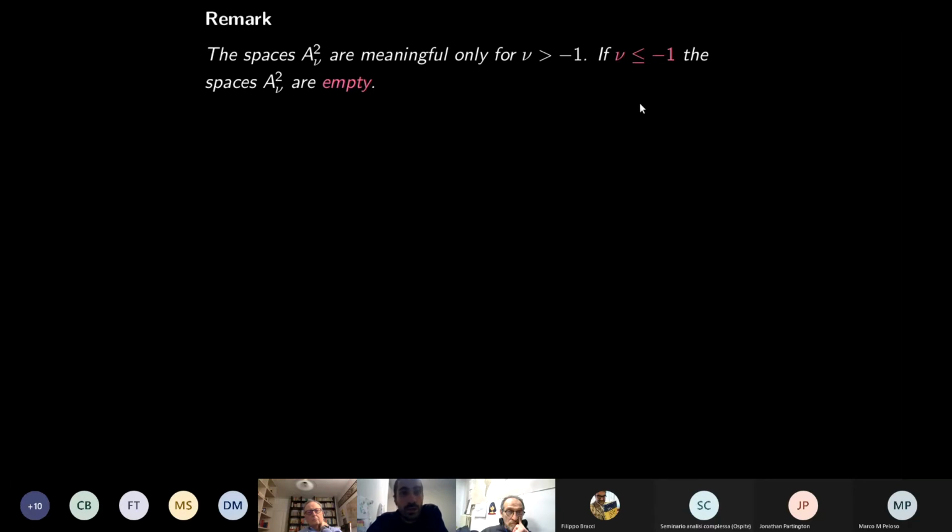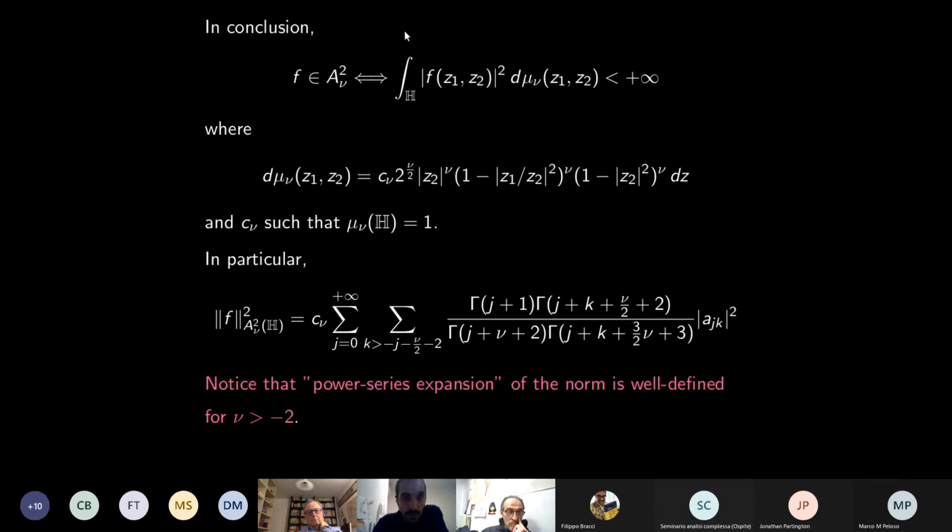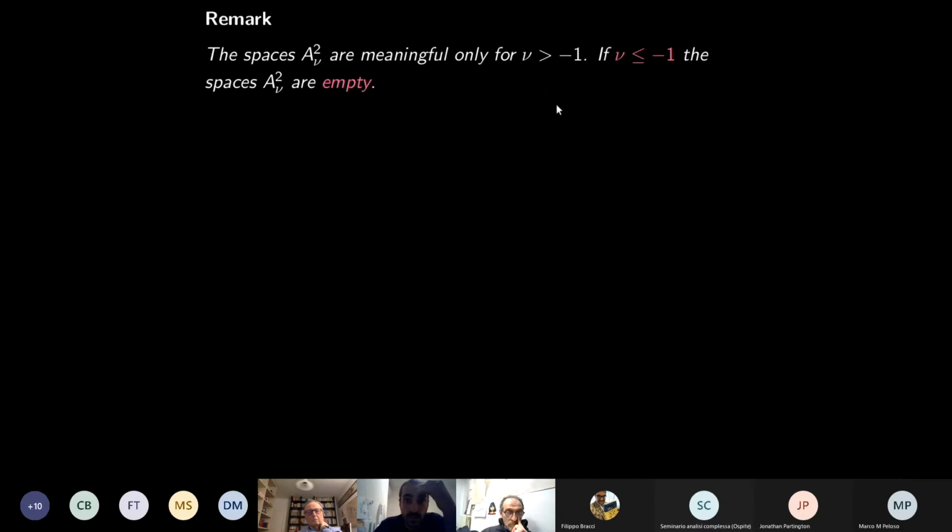Okay, so another remark. As I said before, Chen studied weighted Bergman spaces where as a weight he only considered this factor here. So my case is different from Chen's case because we also have these two extra factors here. And in fact, in Chen's case, the weighted Bergman spaces are meaningful for any real number nu, whereas for us, they are meaningful only when nu is greater than -1.